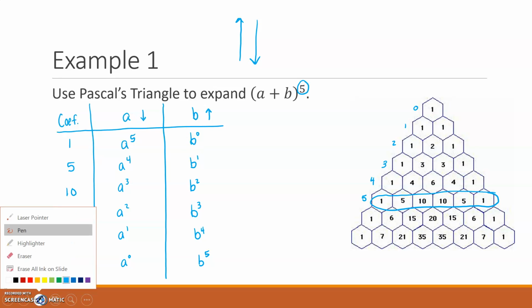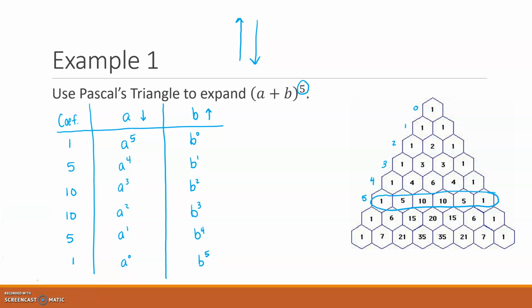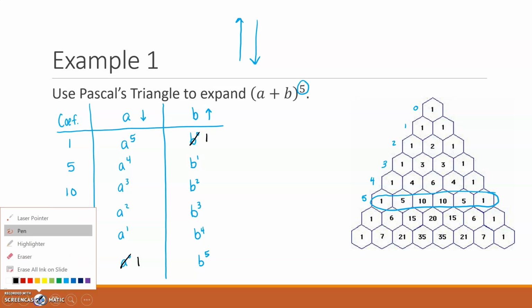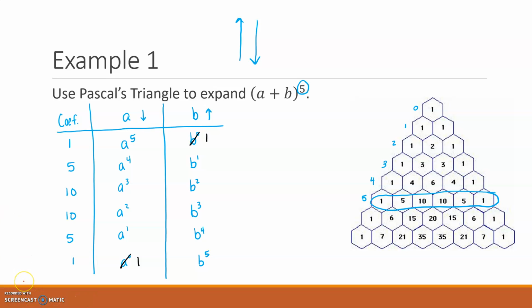All right, so we made our table, and it actually didn't really take that long. There are a couple little simplifications that we can make. Anything to the 0 power is just 1, so I'm going to cross those out and write 1. And now what we're going to do is multiply everything straight across. So I'm going to multiply this straight across. 1 times a to the 5th times 1 gives me a to the 5th.